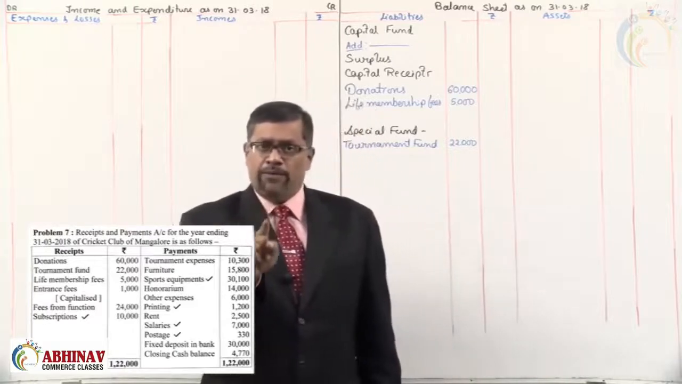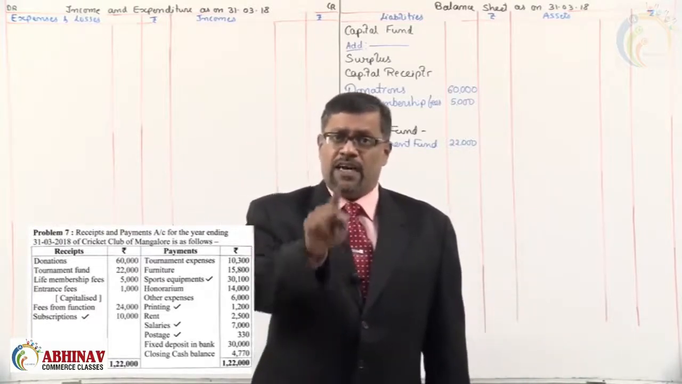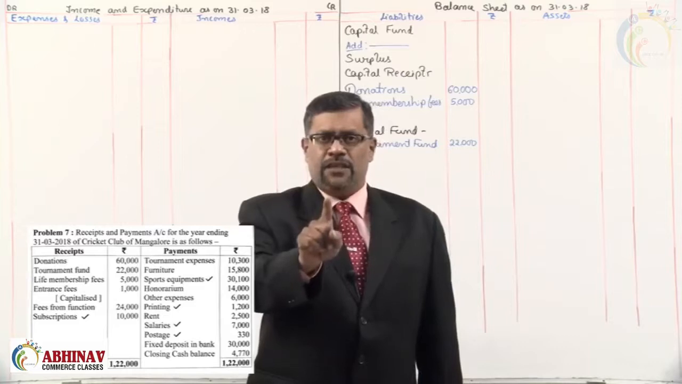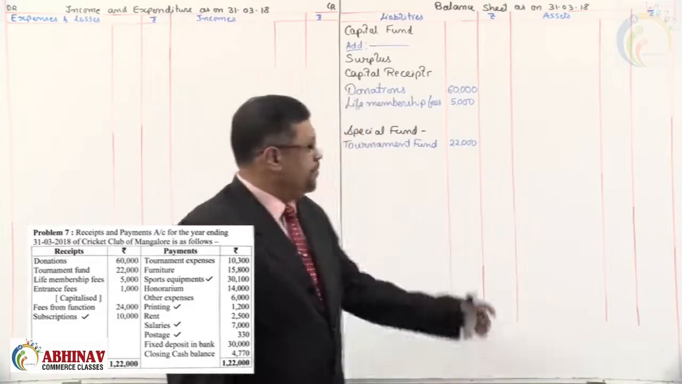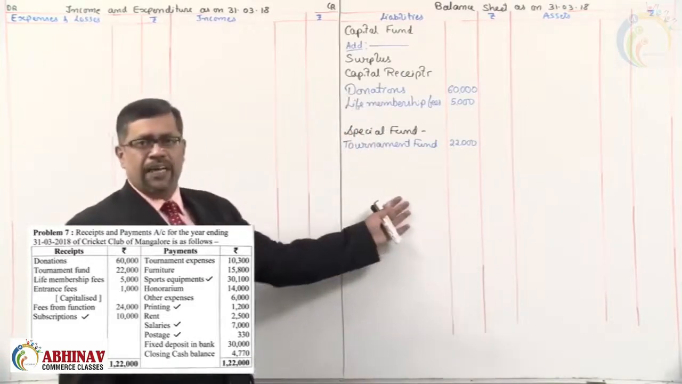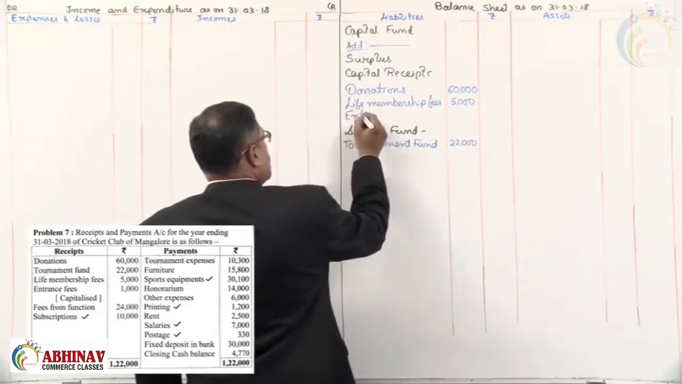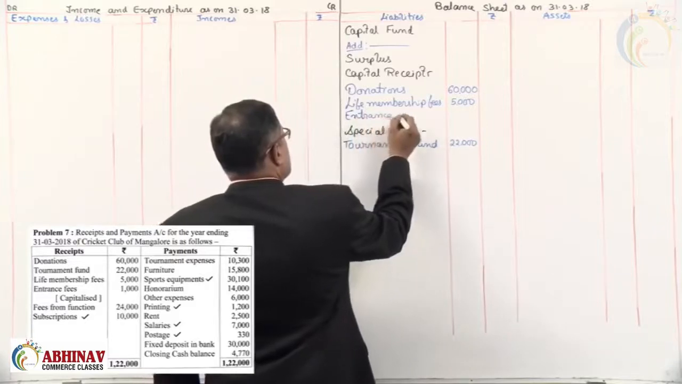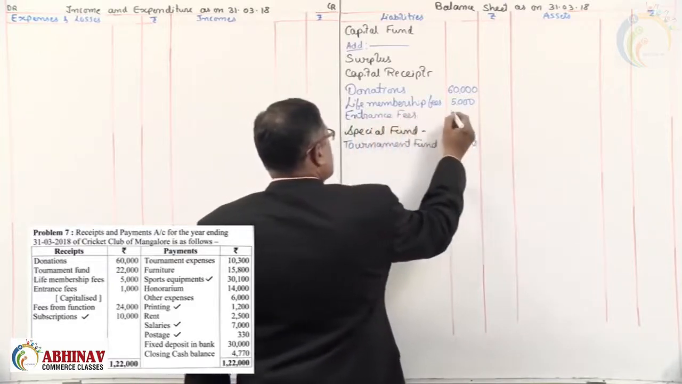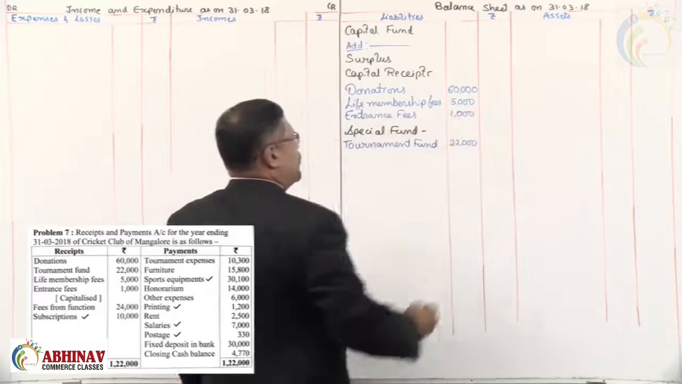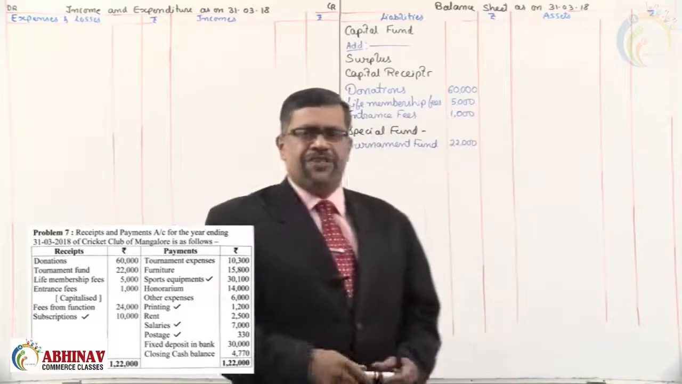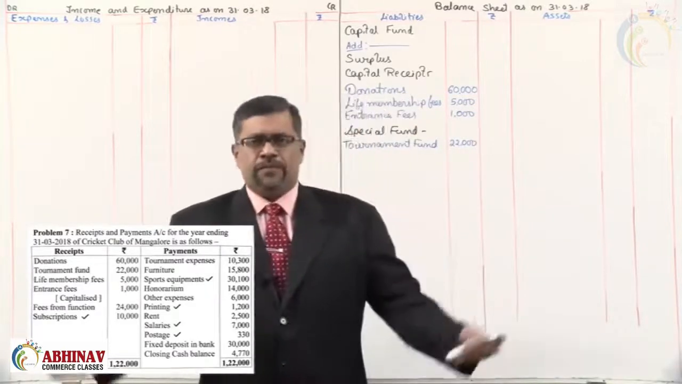But here in the problem they have mentioned that entrance fees are capitalized. Since they are capitalized, we'll take it as a capital receipt. Entrance fees, Rupees 1,000.